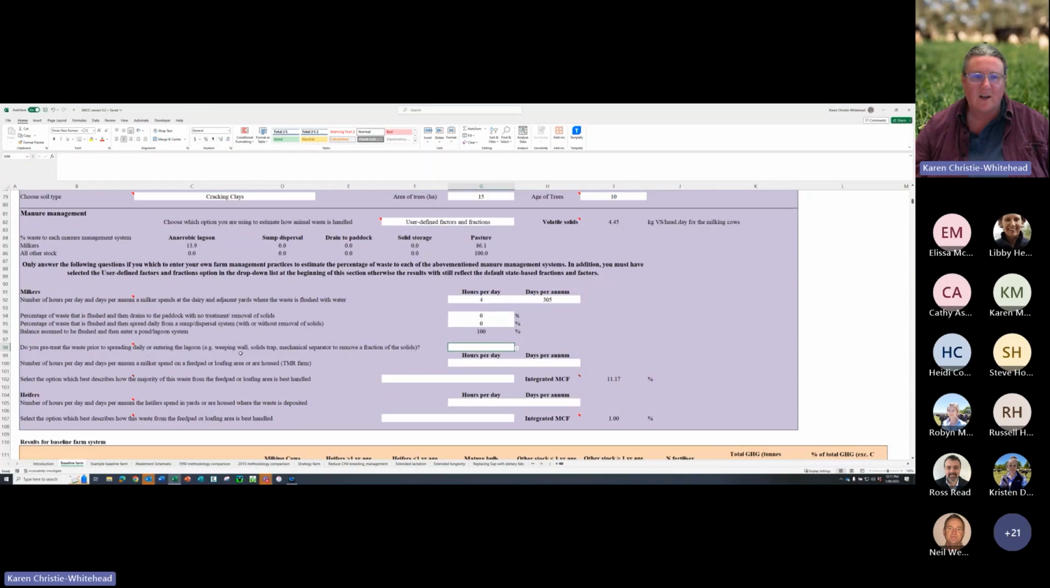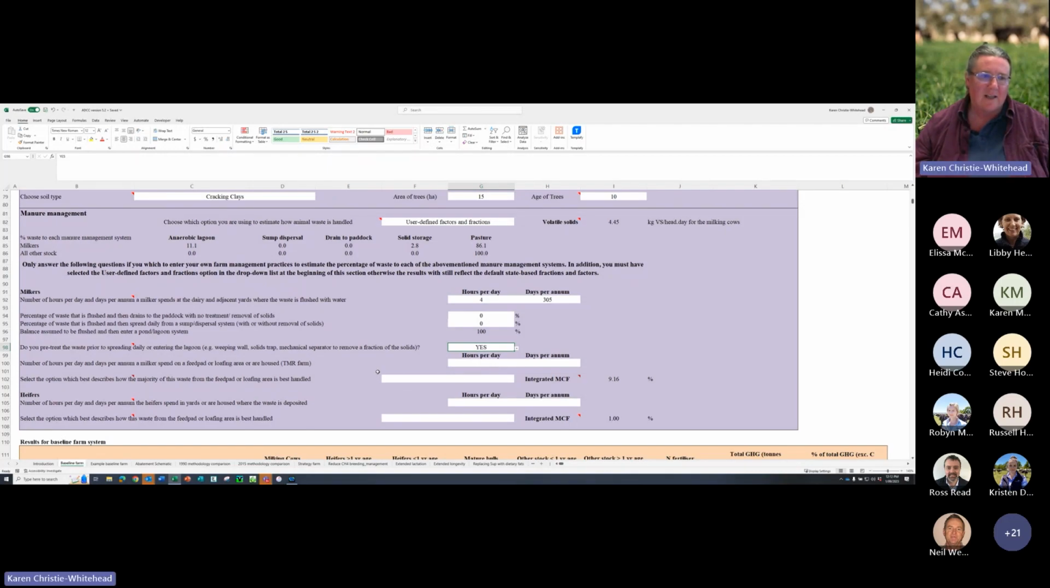So examples are like a weeping wall, a solids trap, some sort of mechanical separator, and you have a drop down of no or yes. So we'll say, for example, this farm does have a weeping wall or a solids trap, and so around 20% of the manure is actually going into that solid storage consistency. And then this number would have dropped down proportionally.